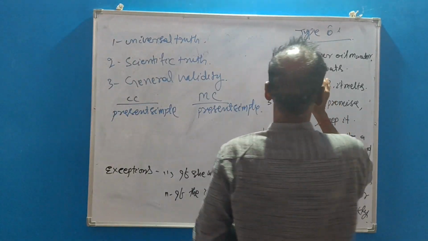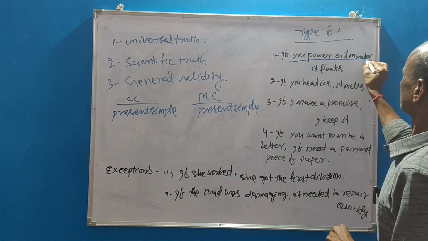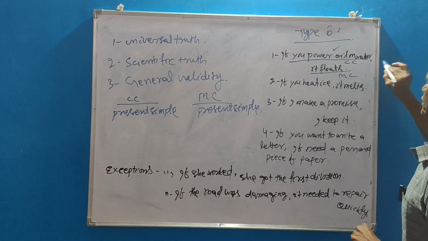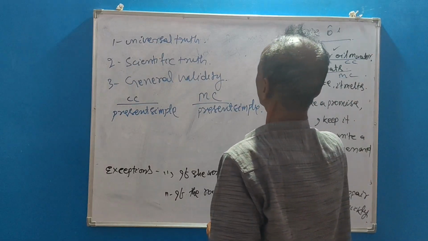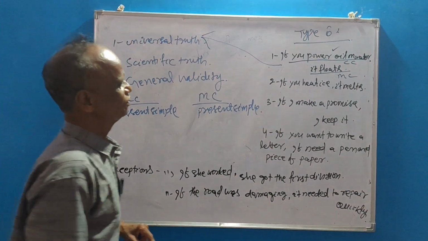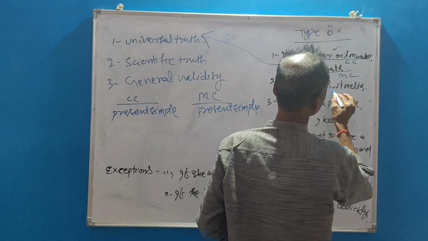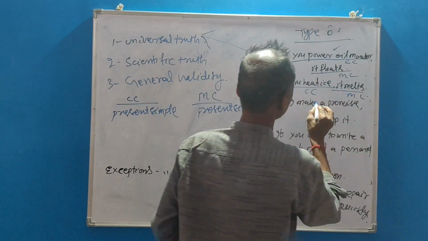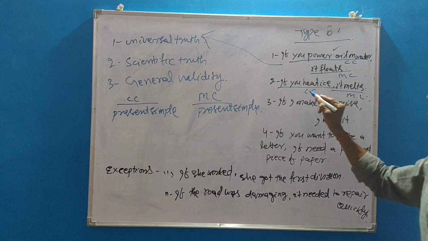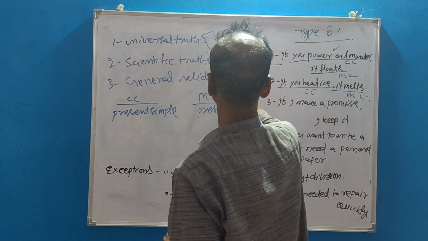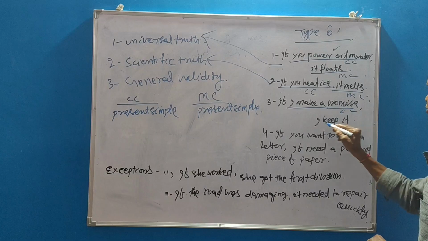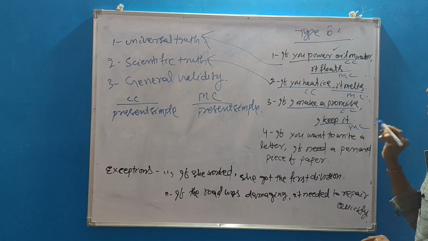For example, if you pour oil and water, conditional clause, it flows, main clause. Present simple, present simple. It refers universal truth. If you heat ice, conditional clause, main clause. Present simple, present simple. It refers scientific truth. If you make a promise, I keep it. Conditional clause, main clause. Present simple, present simple.